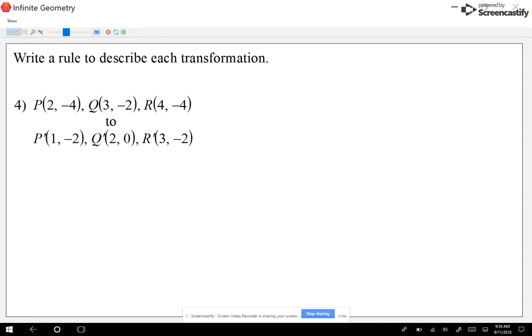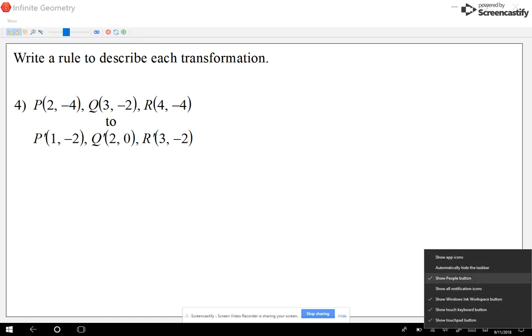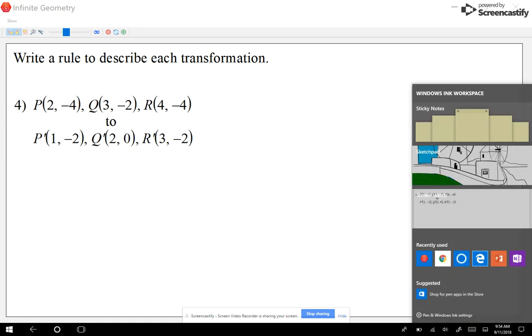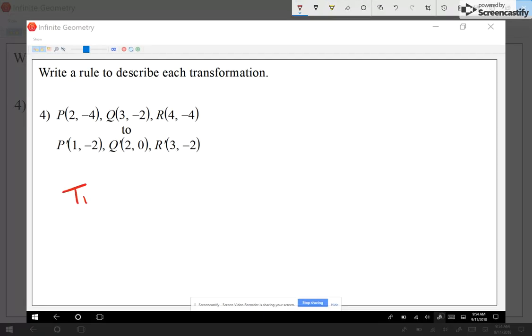Let's take a look at another one. If I look at this, it says write the rule. So I'm going to write translation because we're dealing with translation. I'm going to look at my x values. 2 becomes 1, 3 becomes 2, 4 becomes 3. It seems like I'm subtracting 1 from each of them, right? I'm looking at my x values.